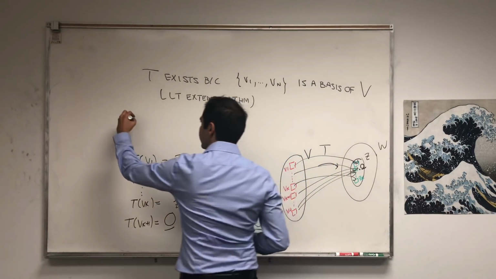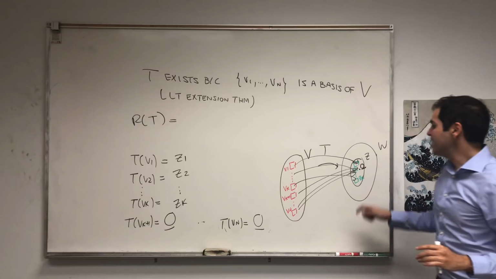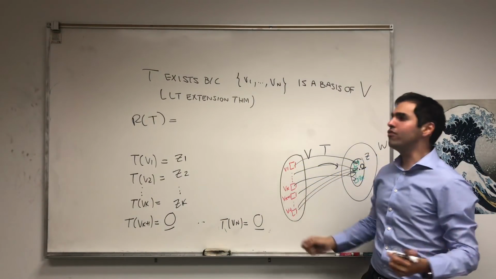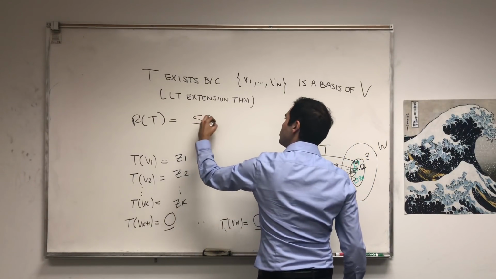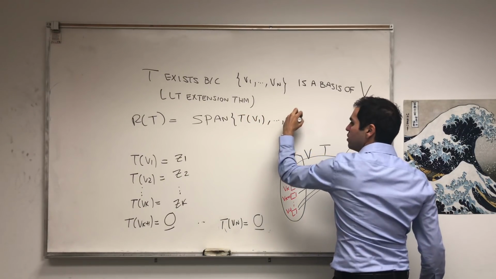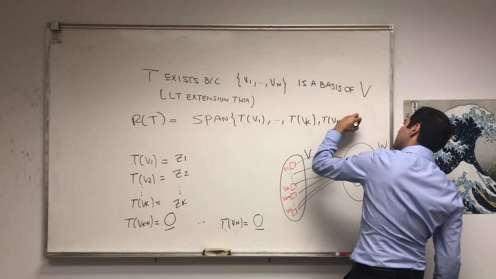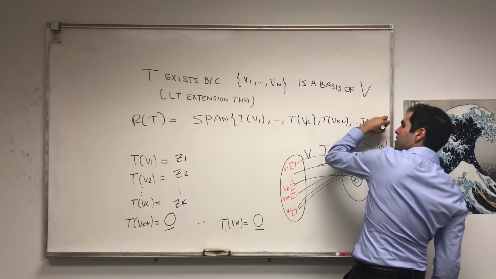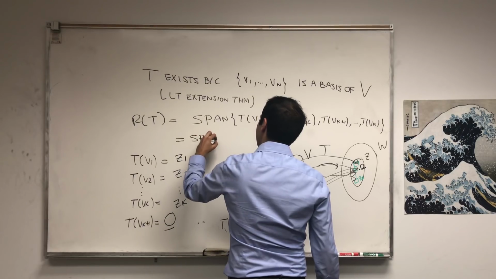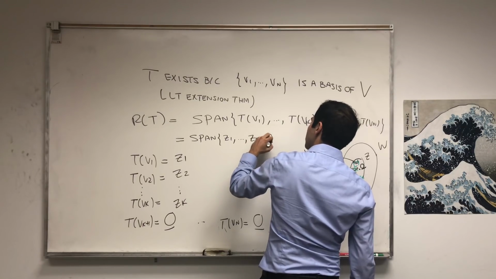what is the range of t? So there's a really cool thing about the range. In order to find a range, you just calculate t on any basis, and you find the span of those vectors. So in this case, it's the span of t of v1, up to t of vk, t of vk plus 1, up to t of vn. Which in this case is the span of z1, up to zk, and then a bunch of 0 vectors.